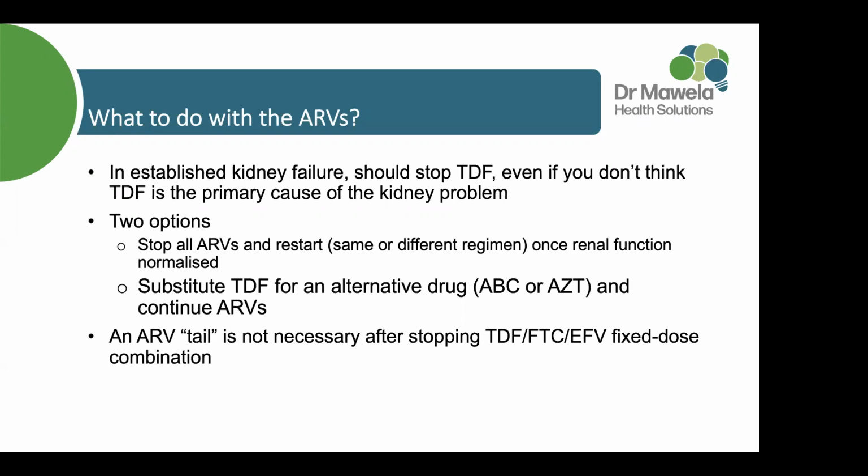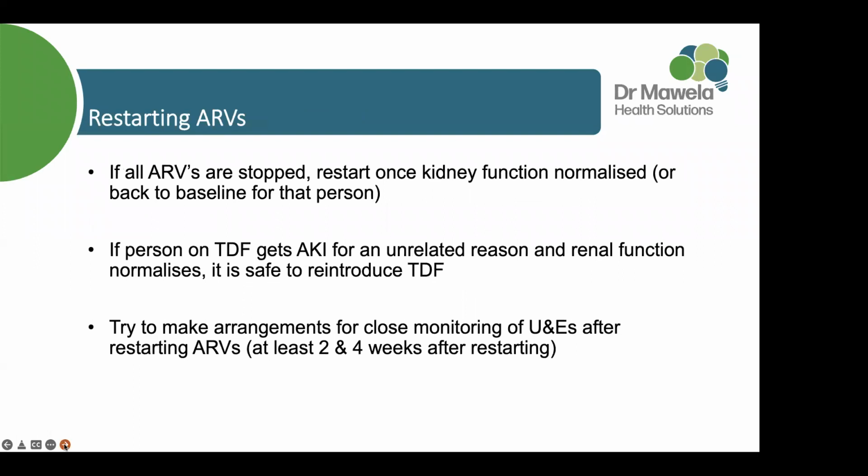Remember, she's got HIV. The CD4 count is 90 with a high viral load. You still need ARVs to control that virus. So quite important as well. And then if you have stopped, how do you restart the ARVs? So if all ARVs were stopped, right, you can restart them once the kidney functions have normalized and you start all the three drugs at the same time, right?